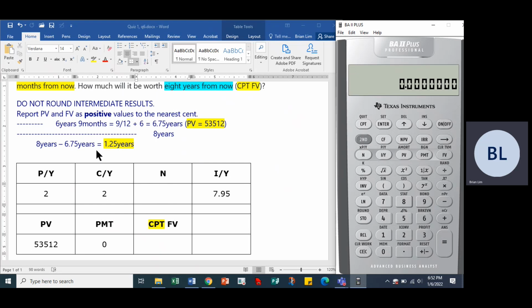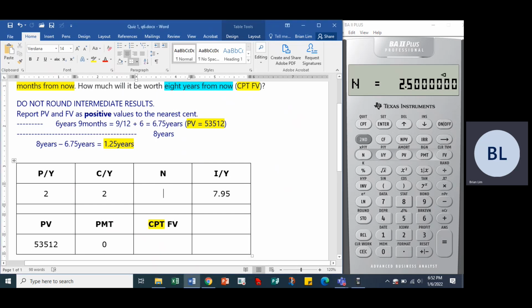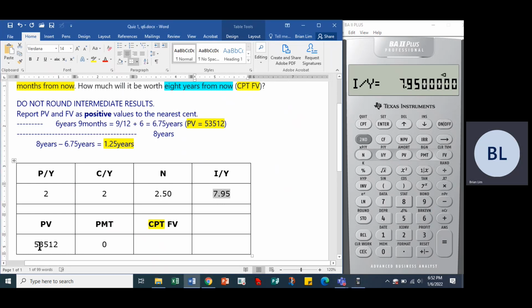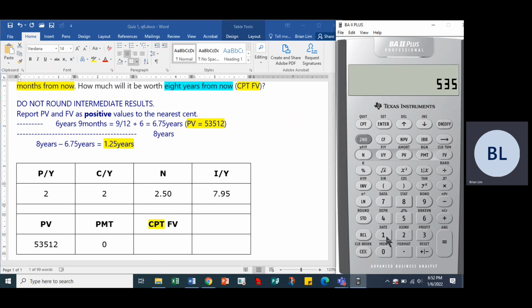Now to get the value for n, we're using this 1.25, so we go 1.25, second n, and that turns out to be 2.50. Then we enter the interest rate, which is 7.95. The present value is next, 53512. Of course, we could put it in as negative if we want the future value to be positive. 0 for the payment. And then we compute the future value.